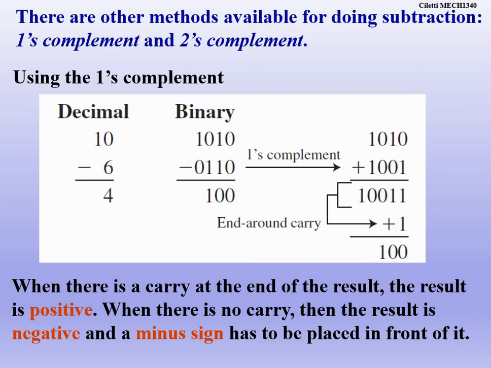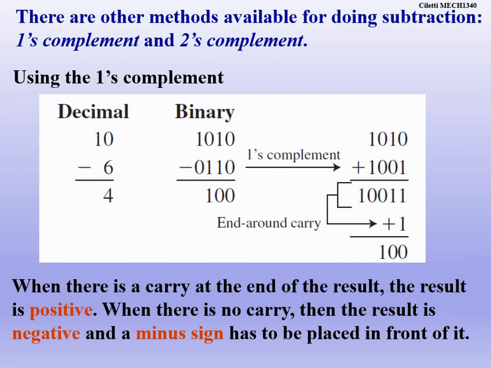So all we've done is we've taken the ones complement of 6. Because what do we have to do? We're going to take that negative number and make it positive and add. So when we add 1010 plus 1001, we get 10011. When we did this math, there was a carry at the end. If there's a carry at the end, we have to add 1. So that's what that add 1 is.